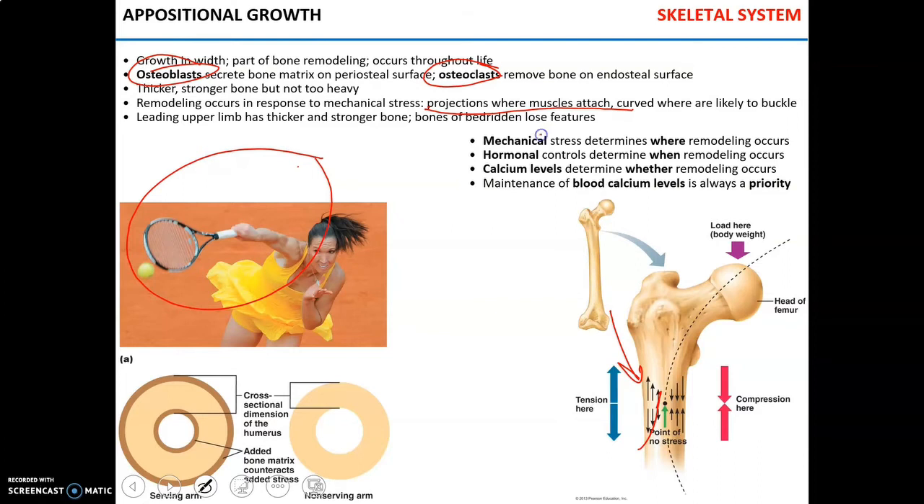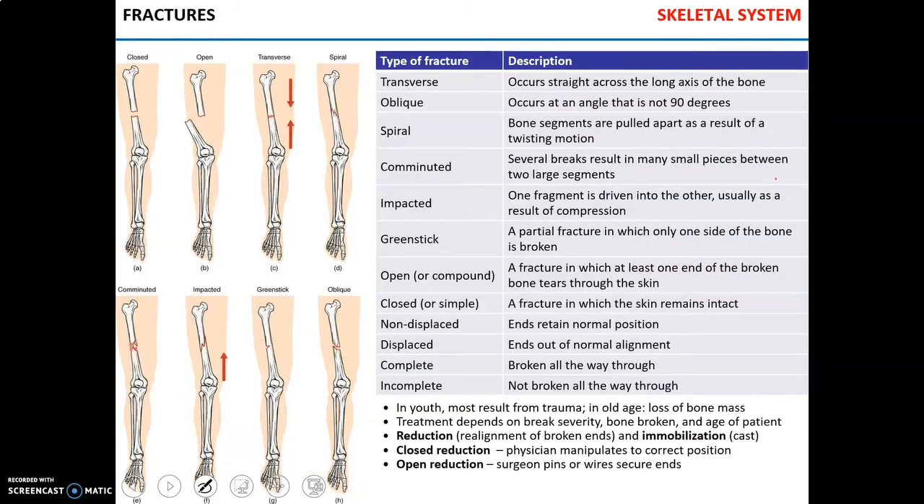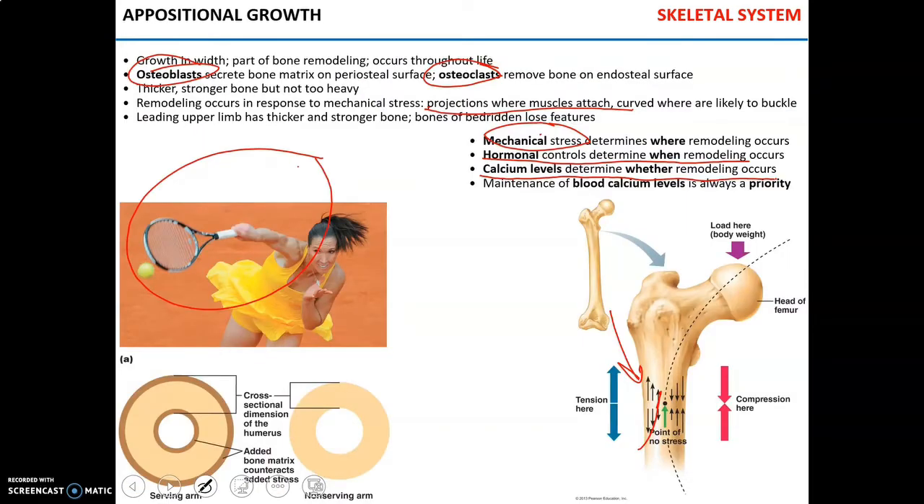First, mechanical stress. It determines where remodeling occurs. Second, proper hormonal levels, which determine when remodeling occurs. And finally, calcium. Calcium is most important here. It will determine whether remodeling is going to occur. The problem is that calcium levels in the blood are always a priority.